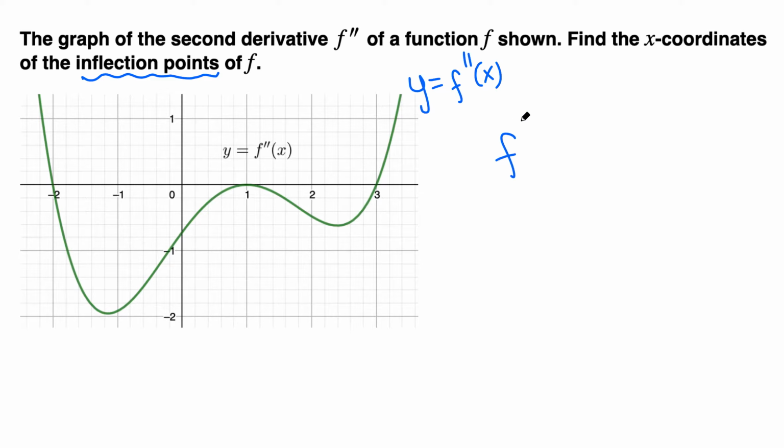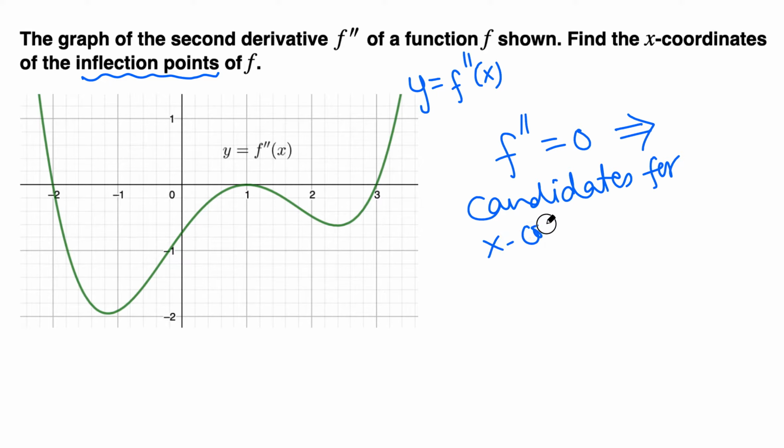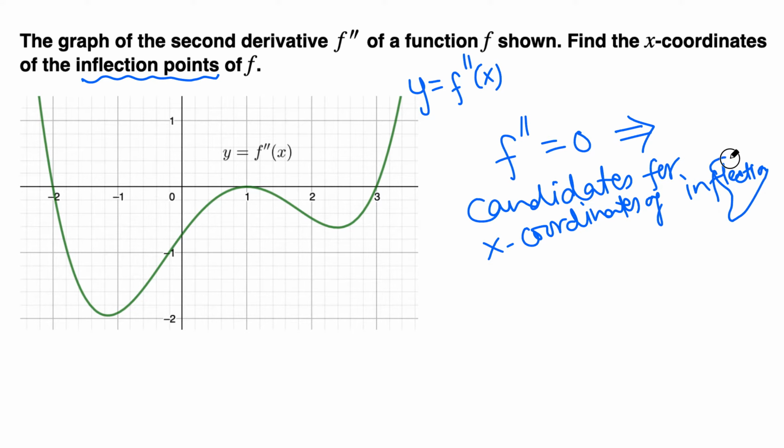So when we write down second derivative equals 0, that gives us candidates for the x coordinates of inflection points. Then we need to do a sign chart or interval test. So let me do it over here.